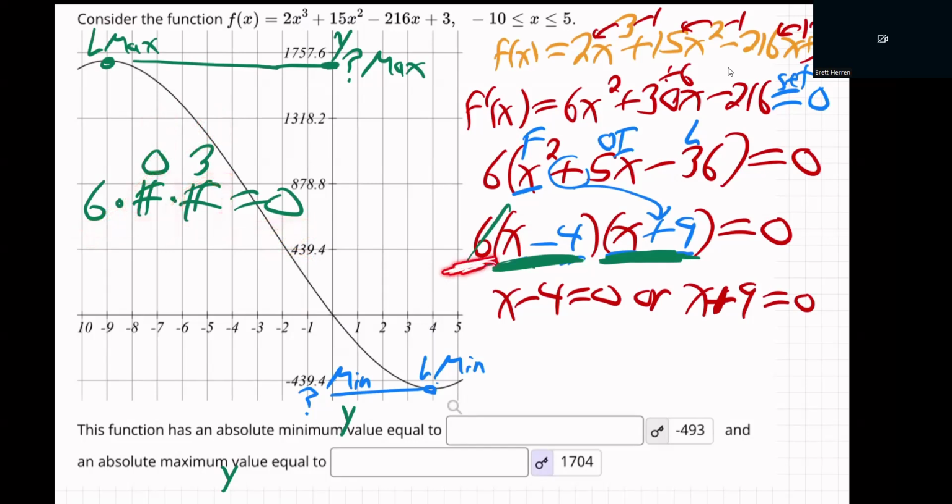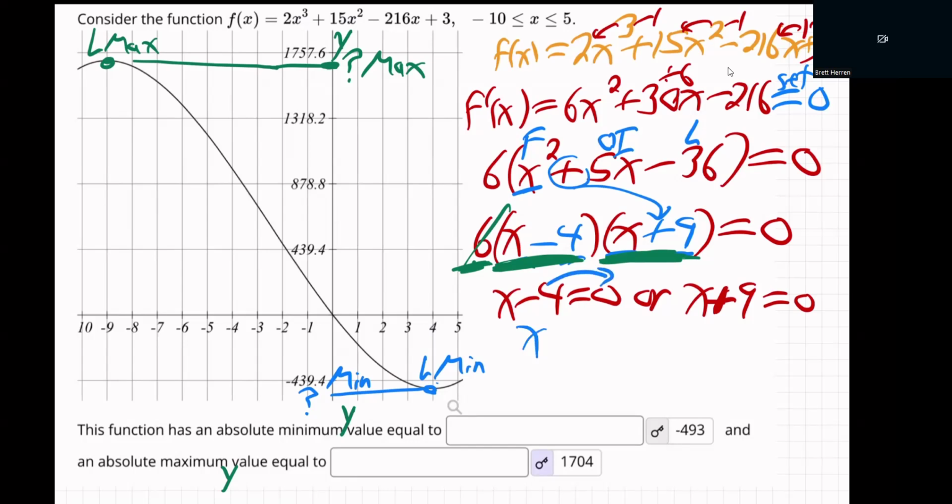So the 6 has nothing to do with it. Why? Because it doesn't have an x, right? Anything that doesn't have an x can't vary, doesn't have a variable. It's just 6. So 6 times two things that can vary coming out to 0 means one of those two things could be 0. Either one of those things could be 0 to make it true. So then finish it up from there.